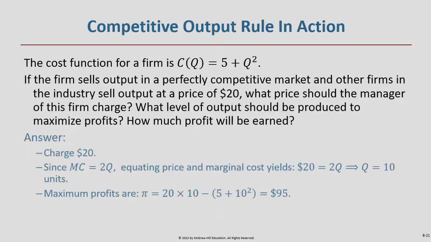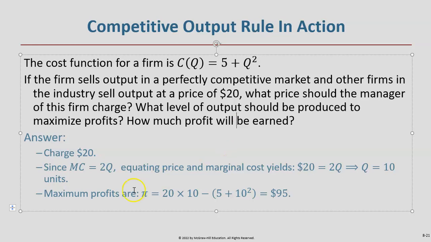Since this firm has no market power, it can't charge a price higher than $20, or it's not going to sell anything in the market because its product looks just like everyone else's. So the answer to the first question is that this firm has to charge $20. Then the second question is how much output should be produced?